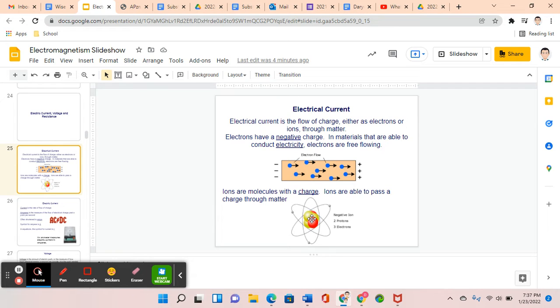Once again, not drawn to scale here, as that nucleus is very, very tiny, very dense in the center of the atom. But the electrons are on the outside. So they're the ones that are able to interact with the world, not the ones that are on the inside.